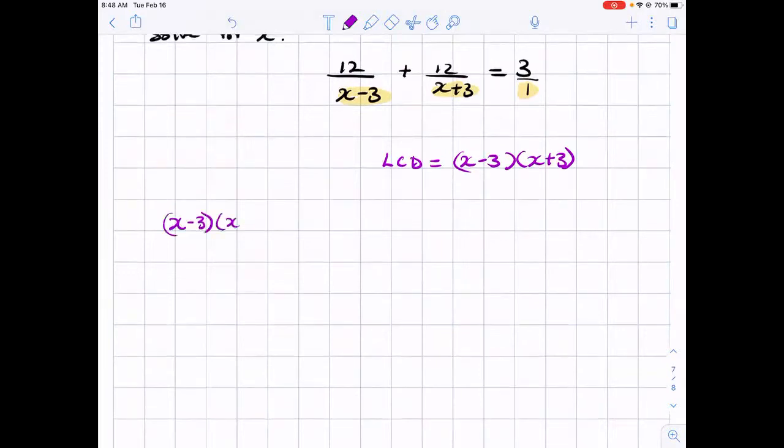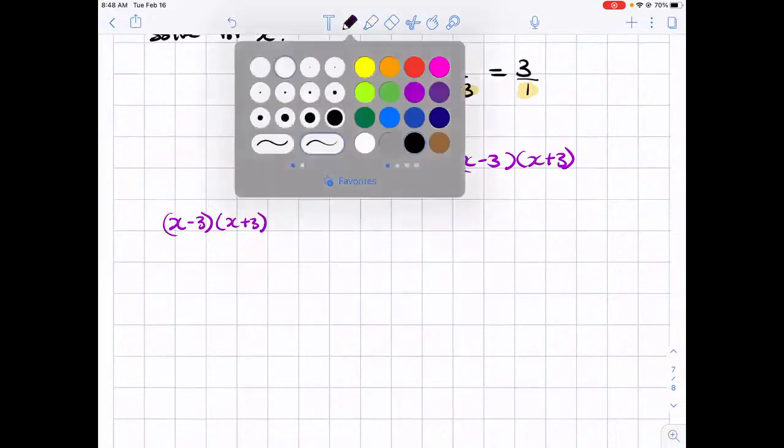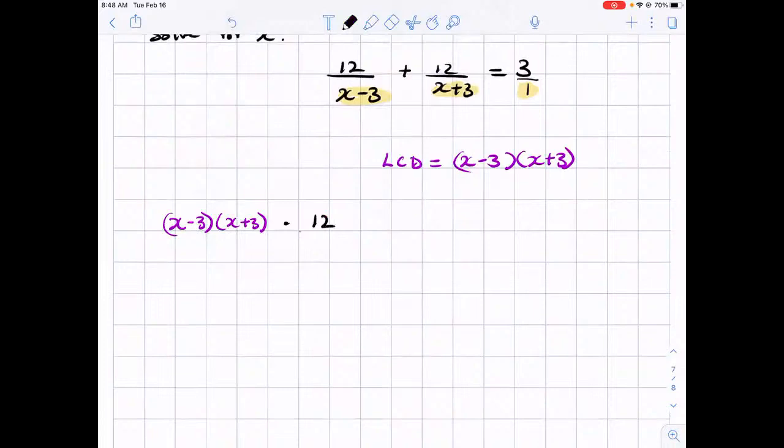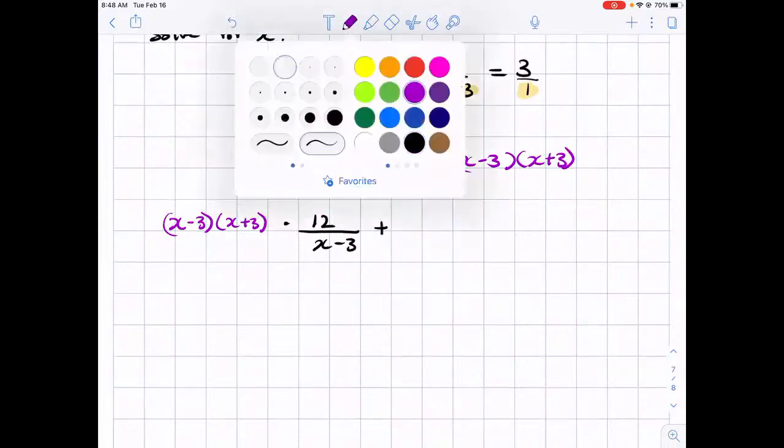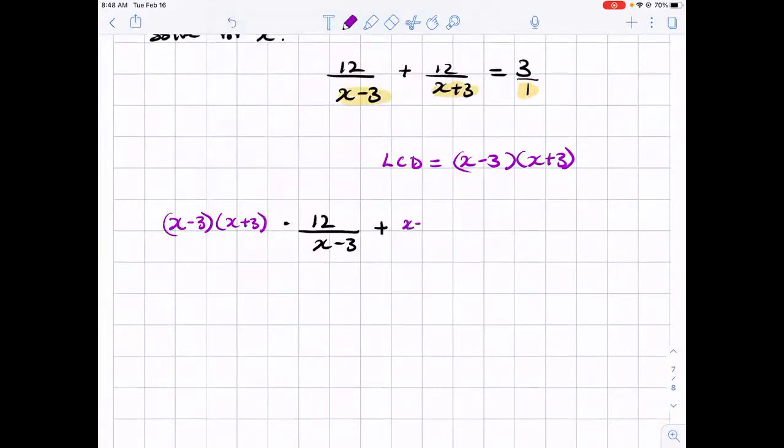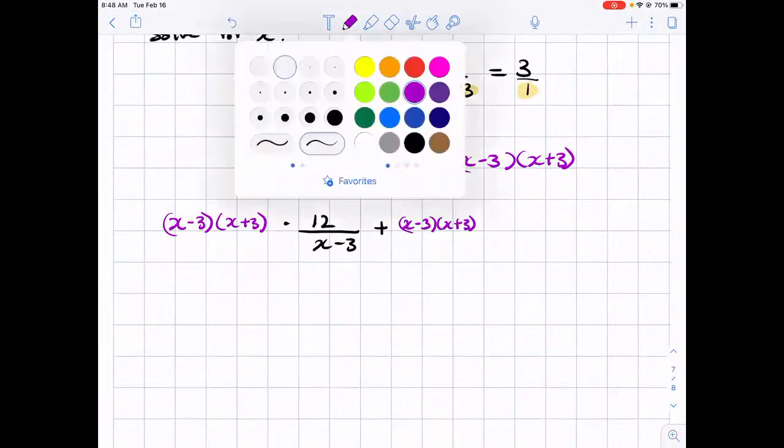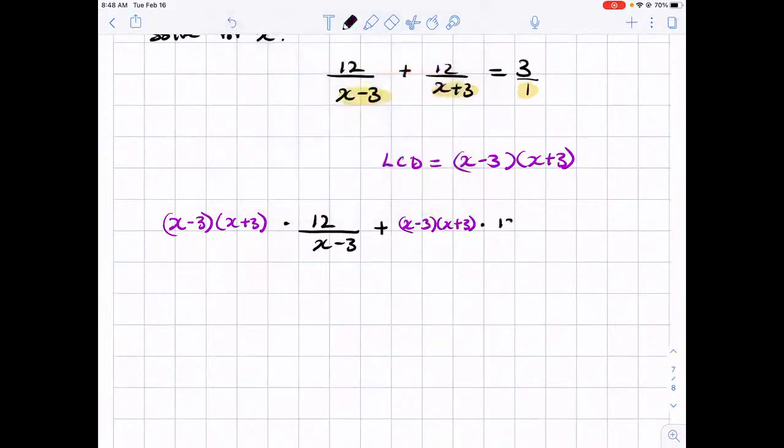So x minus 3 times x plus 3 times 12 over x minus 3, plus x minus 3 times x plus 3 multiplied by 12 over x plus 3. And I multiply the 3 also by the lowest common denominator, which is x minus 3 times x plus 3.